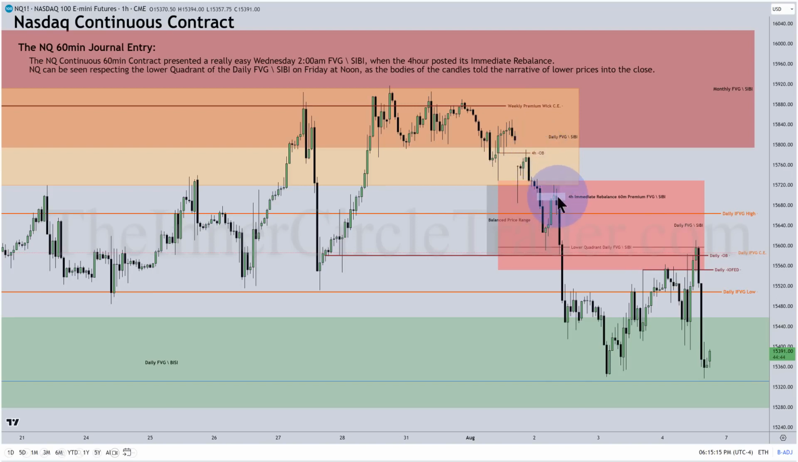Now we have this fair value gap here. Where's the annotation for that? It's coupled with the 4 hour immediate rebalance and 60-minute premium fair value gap SIBI. That's this one right here. What's the candlestick's bodies showing you? Consequent encroachment, half of this gap. But what are the wicks doing? Coloring outside the lines. Just trading just a little bit outside, which is completely reasonable. But what is it touching? The previous daily fair value gap SIBI.